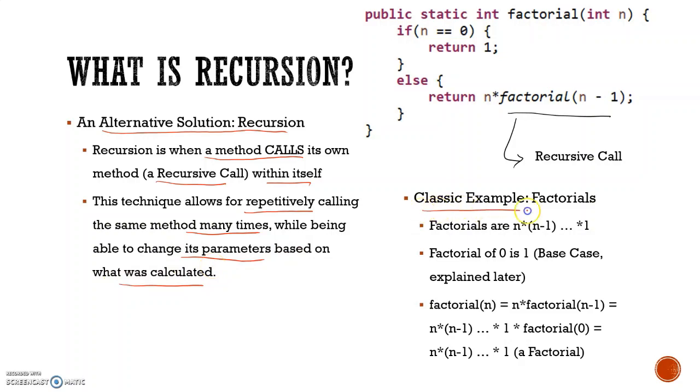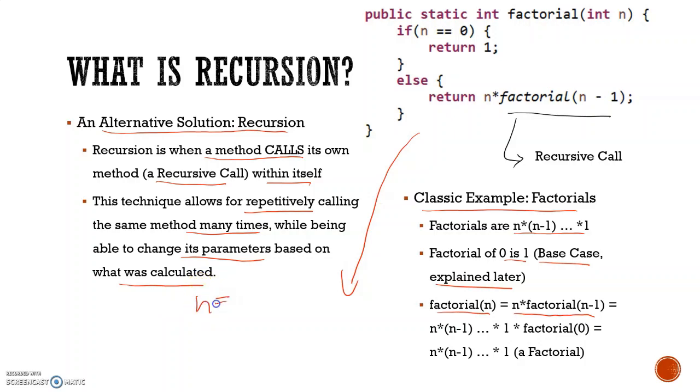One classic example of recursion is factorials, which are n times n minus 1 and all the way down until times 1. Also, the factorial of 0 is 1, which is the base case, which will be explained later. So the factorial of n equals n times factorial of n minus 1 equals n times n minus 1 and onwards. Let's see this one in action.